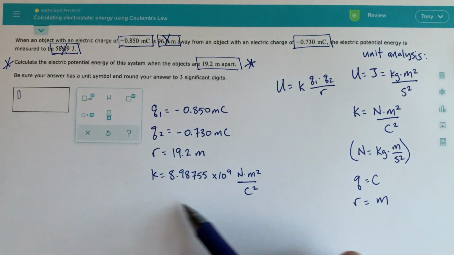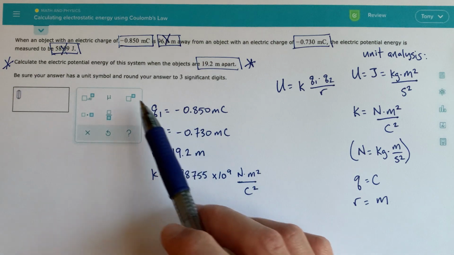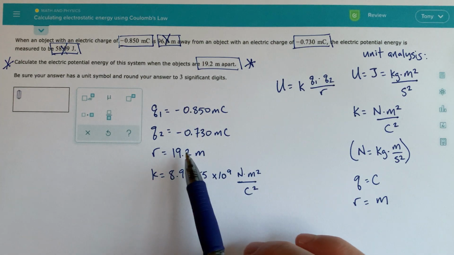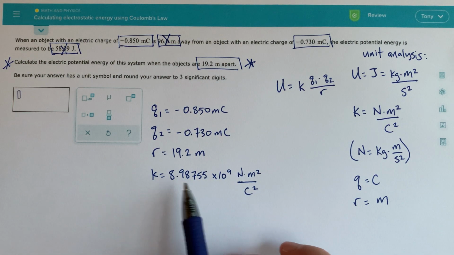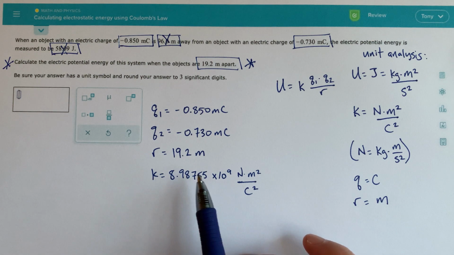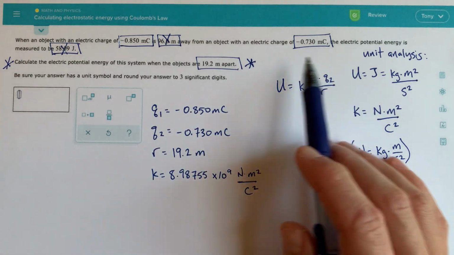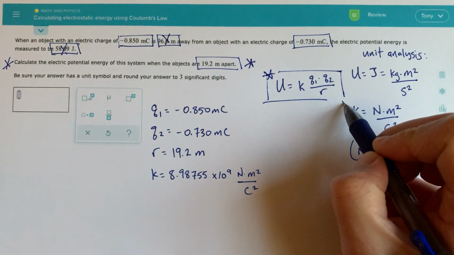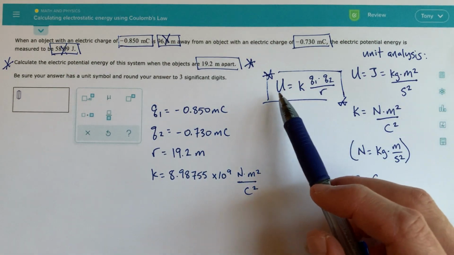The first thing I'm going to draw your attention to is right here. This is just the data. This is Q1, the electric charge, Q2, this electric charge here, and the distance that I care about, 19.2 meters, because this is the question. And then here is the value for K, that's a constant. I pulled this out because I know this is the equation we're really going to need to use to calculate the value of U.